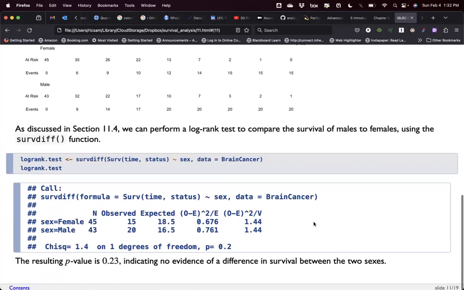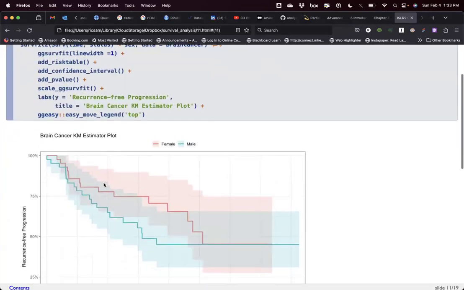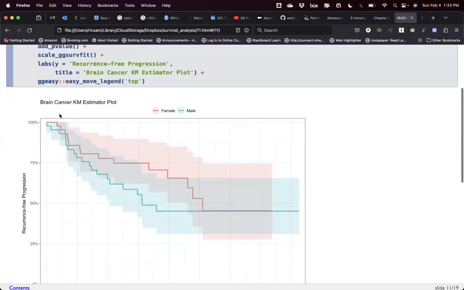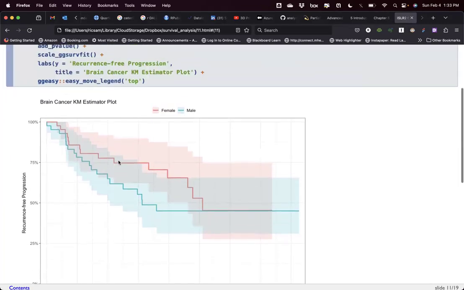Let's continue. This part is going to be a little bit more advanced. This is where we try to explain what the hazard function is. Before that, we're dealing with probabilities, from 100% to 0%, the probability of the patients surviving the event.